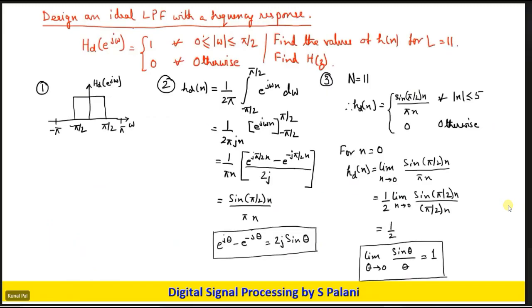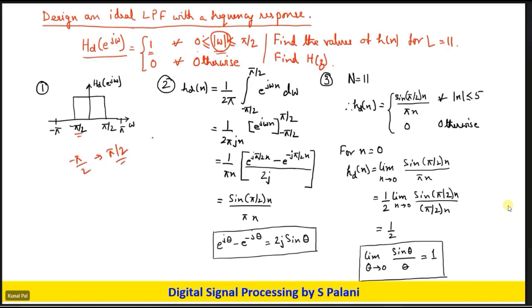Now coming to the equation, one of the questions. Herein we have designed an ideal low pass filter with a frequency response which is given by H_d(e^{jω}). We have a response of 1 in the modulus of ω of 0 to π/2. Please look over here, modulus of ω means minus π/2 to π/2.